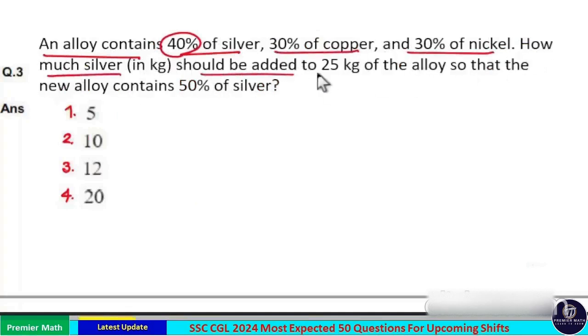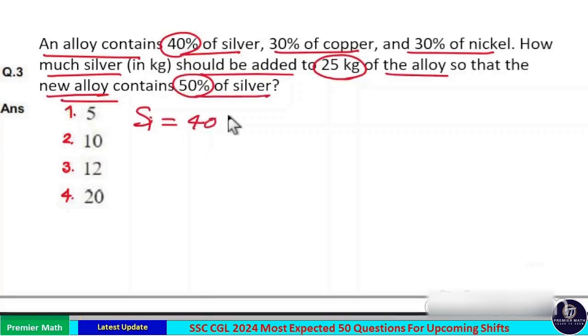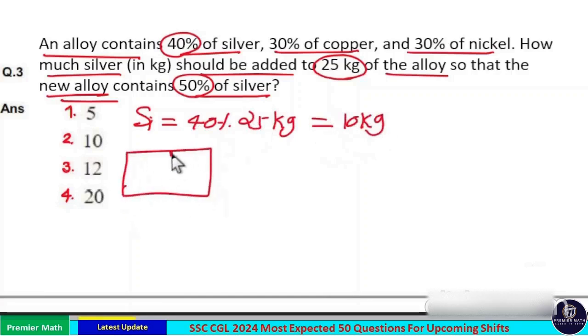An alloy contains 40% silver, 30% copper, 30% nickel. How much silver should be added to 25 kg of the alloy so that the new alloy contains 50% silver? Here, initially the silver amount in this alloy is 40%. 40% of the total alloy weight of 25 kg: 10% of 25 is 2.5, and 2.5 into 4 is 40%, which is 10 kg. That is, initially this alloy contains 40% silver, which is 10 kg.